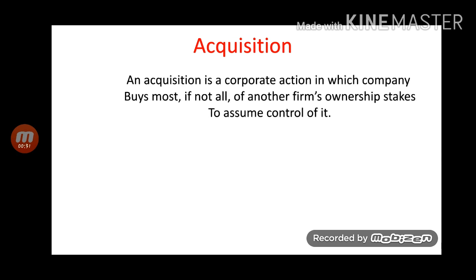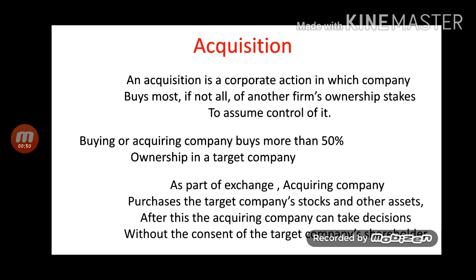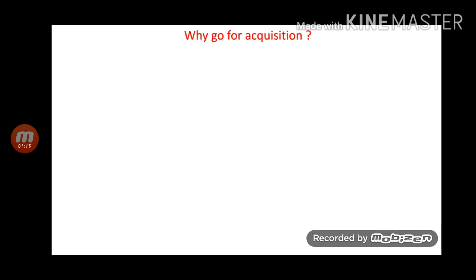Acquisition means one business buying another business, and the business which is buying has a stake of more than 50%. The buying company is also known as the acquiring company, and the company being bought is known as the target company. So the acquiring company purchases the target company's stock and other assets so that it can take full-fledged decisions on the target company. But the question is, why go for an acquisition?